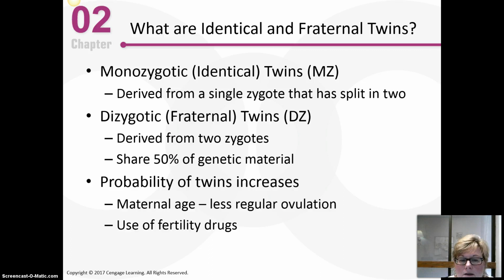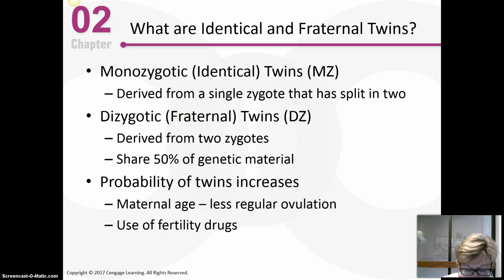Dizygotic twins are also known as fraternal twins, or DZ, and again that's two, so they have two zygotes. So those are just two totally separate fertilized eggs, so two eggs got fertilized. That means that the chromosomes do not have to be identical in both of them because they are separate. So they share 50% of the genetic material. So they're going to have similarities, but again, they're going to be more like brothers and sisters, or brother or sister, whichever.